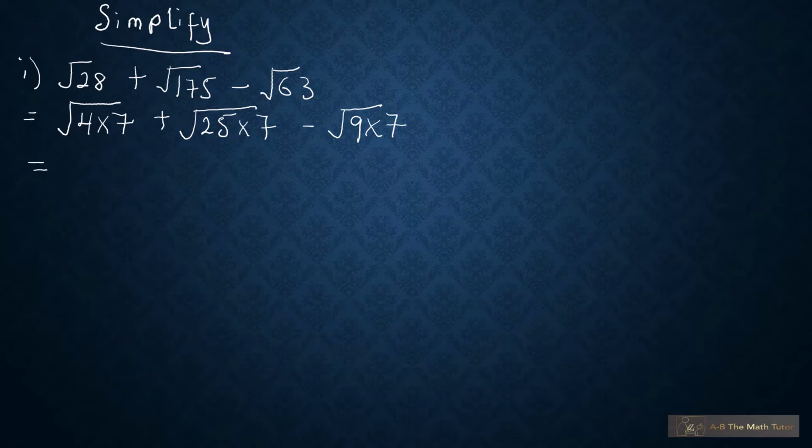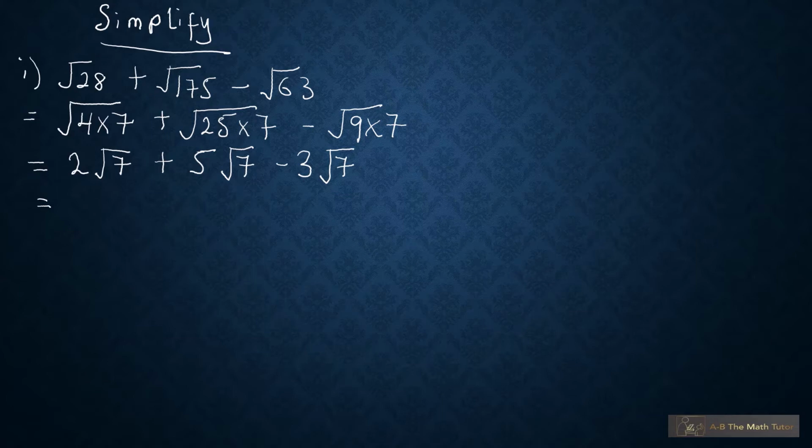The square root of 4 is 2. The square root of 7, root 7. The square root of 25 is 5. The square root of 7 is root 7. The square root of 9 is 3. And the square root of 7 is again root 7. Again, we have similar terms in here.